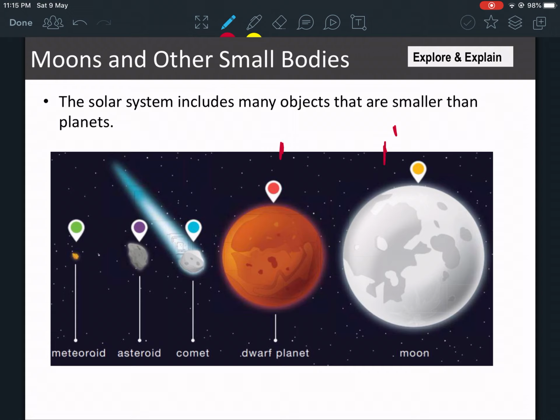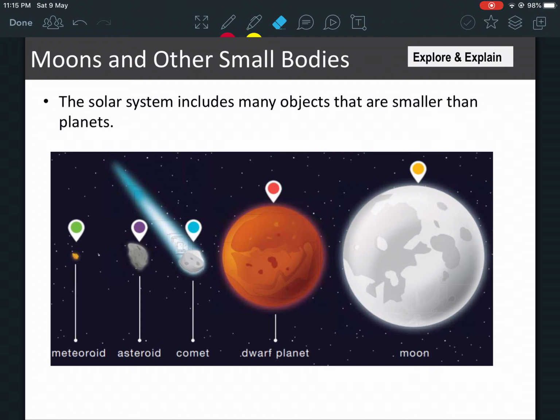is that moons rotate around planets, okay? But dwarf planets, they actually don't rotate around planets, they rotate around the sun. Or we can say revolve instead of rotate. So moons revolve around planets. Dwarf planets revolve around the sun. Okay, that's the difference between both.